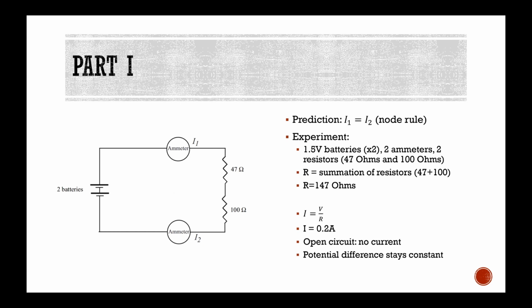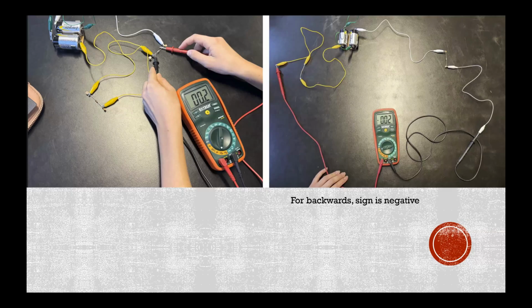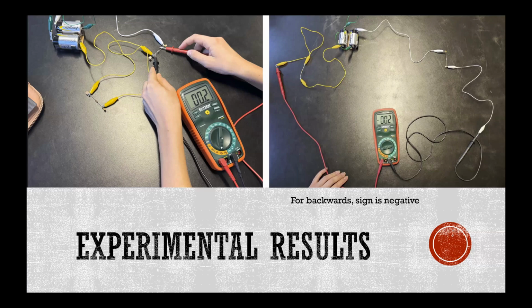And we found in this lab that in an open circuit, there's no current and the potential difference stays constant. And here's some of the results that we got. As you can see, our prediction was right, and when you orient the ammeter backwards, the sign flips.